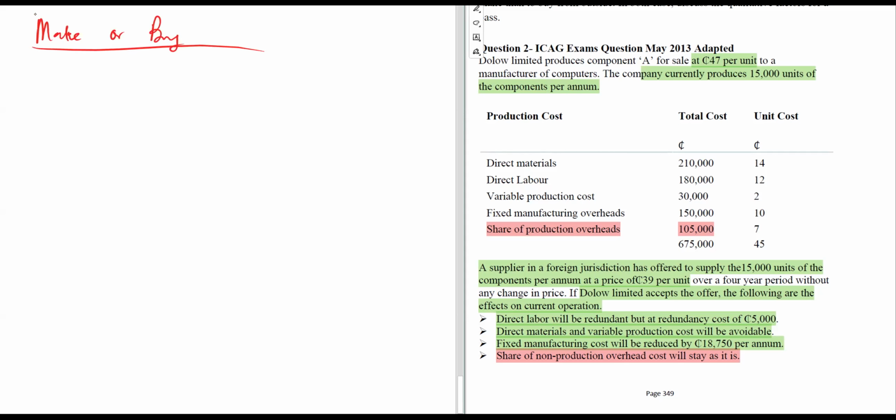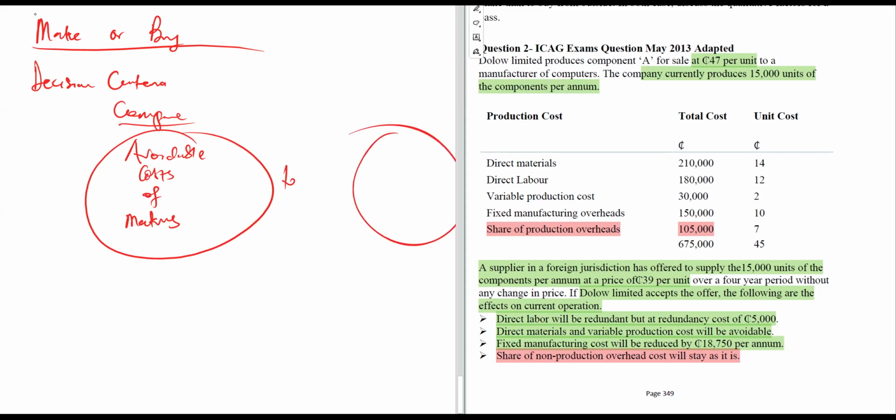What's the decision criteria? We compare what? Avoidable costs. Okay, avoidable cost of making to avoidable cost of what? Buying. Avoidable cost of buying, right? So that is it. All we have to do is gather the data.